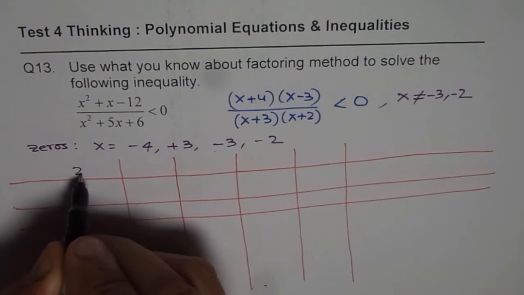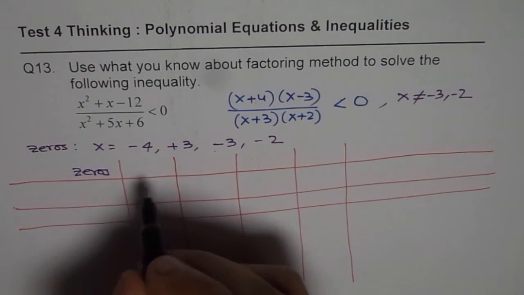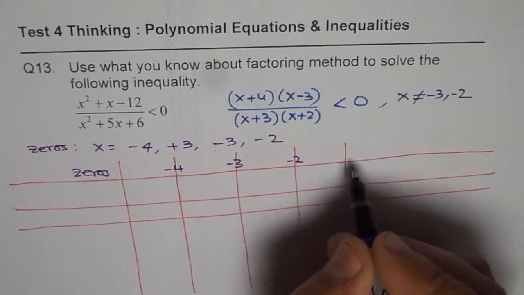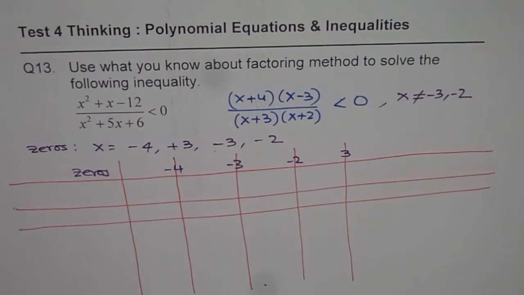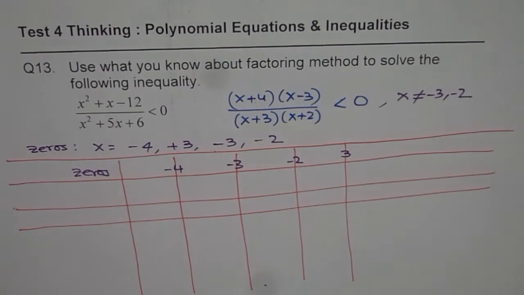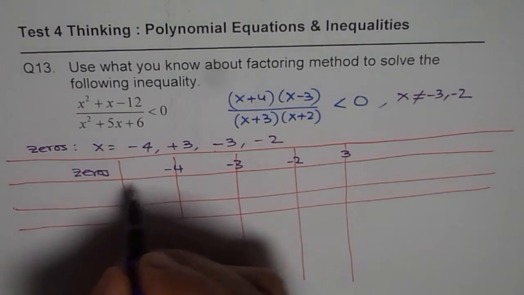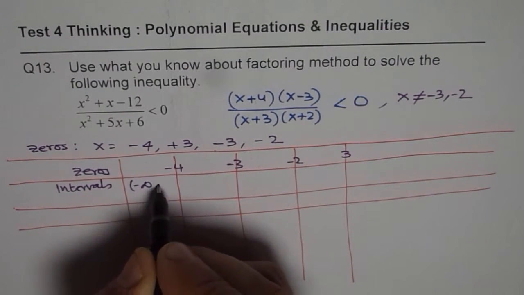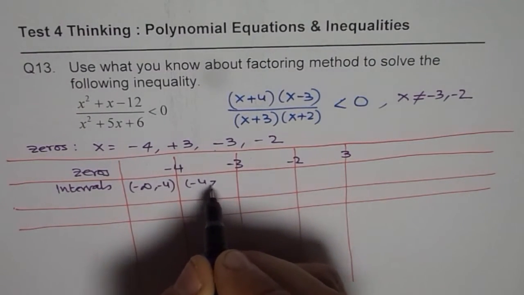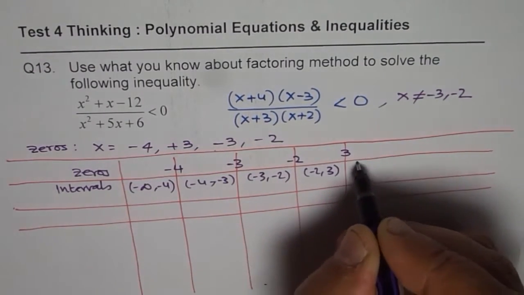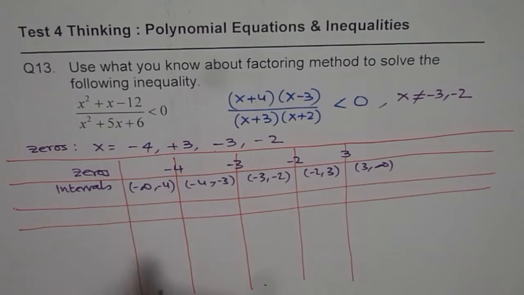So we'll write the zeros here again. Zeros are, from left to right, minus 4, then minus 3, then minus 2 and plus 3. Let me draw a line here. Now, the intervals are minus infinity to minus 4, then minus 4 to minus 3, minus 3 to minus 2, minus 2 to 3, and then from 3 to infinity. Within these intervals, let us take some test points.